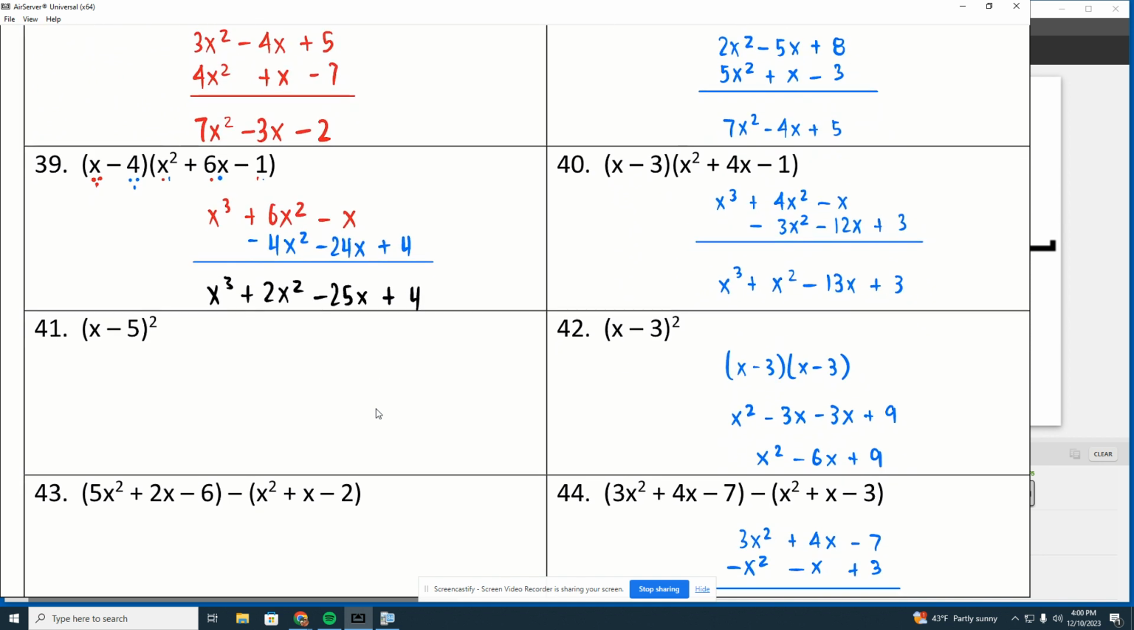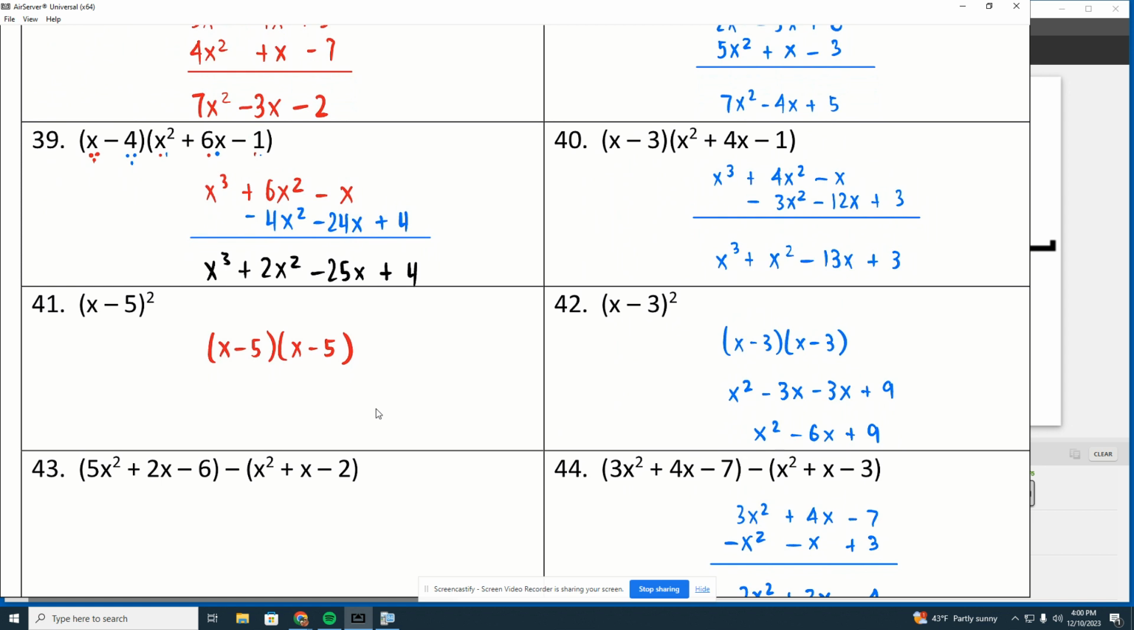Real simple one here. We're simply taking x minus 5 and we're squaring it. This is FOIL or double distributive. X times x, x squared. X times negative 5, negative 5x. Negative 5 times x, again, negative 5x. And finally, negative 5 times negative 5, positive 25. I'm going to combine those like terms, which becomes negative 10x. And there I have my answer.